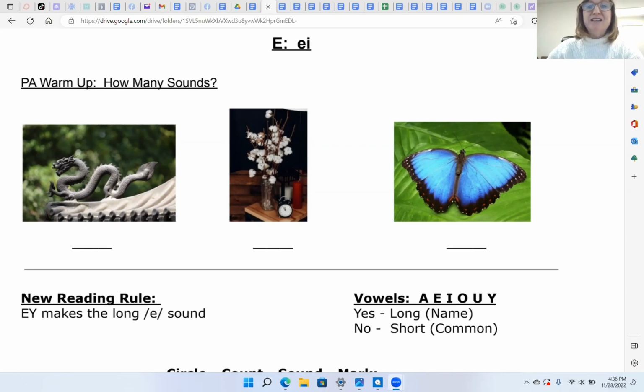So how many sounds in blossom? Take your time, stretch it out. Blossom. Put in the chat when you think you have it. Okay, a lot of 5s and a lot of 6s.